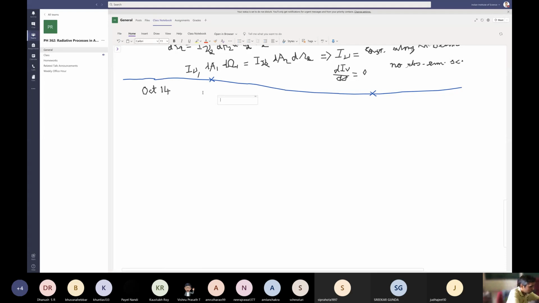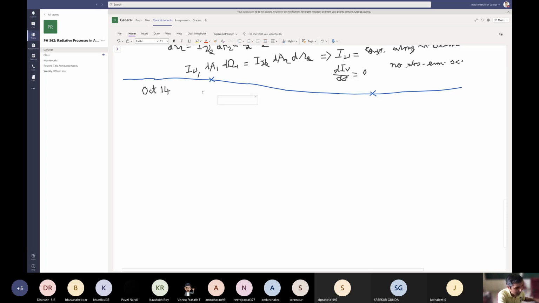Okay. So now last time we are done with the concept of specific intensity and things related to it. Today we are going to start with the radiative transfer equation, which is the main equation for the macroscopic treatment of radiation interacting with matter. Okay, so let's get started.